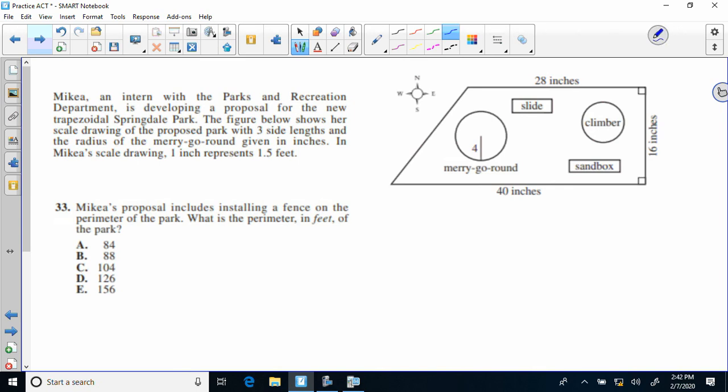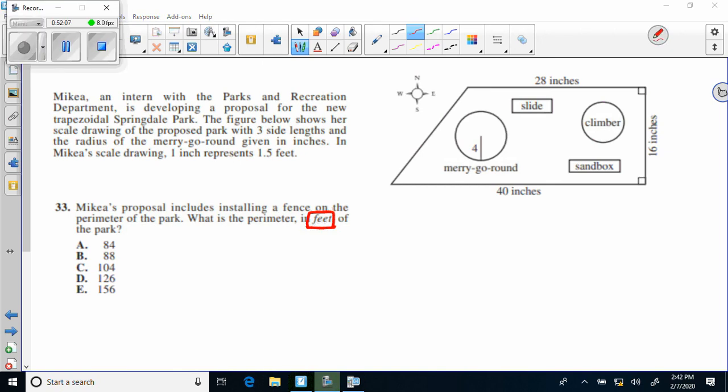It says Makia's proposal includes installing a fence on the perimeter of the park. What is the perimeter in feet of the fence? And notice they italicize the word feet. Anytime that they italicize a word, you want to square it off and say, this is something important that I remember, that I convert everything back to. Okay, so we want the perimeter in feet of the park.